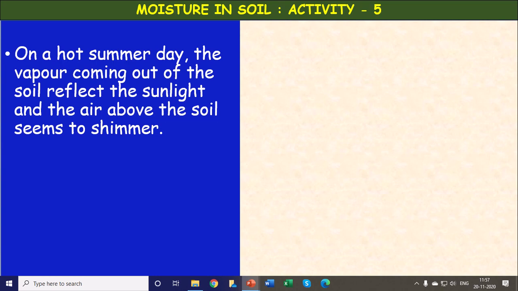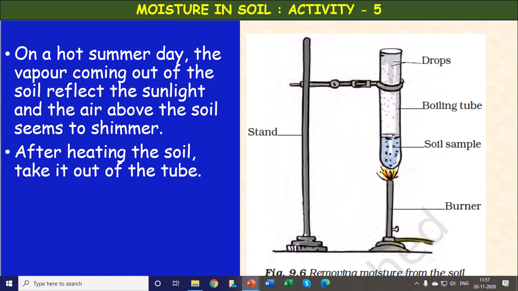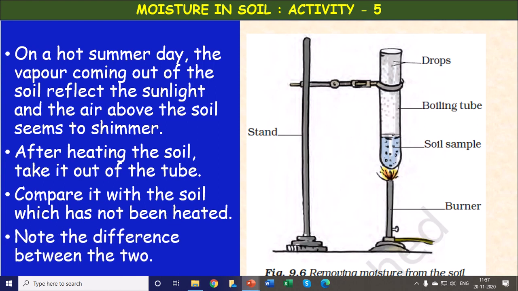So after heating the soil, take it out of the tube and compare it with the soil which has not been heated. Note the difference between the two. The moisture is lost when we heat the soil. So you can compare the soil which is not heated and the soil which is heated. That will give you the conclusion that the soil retains some moisture.